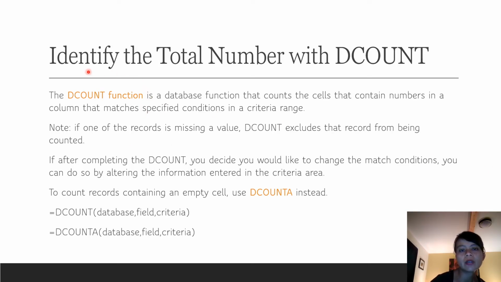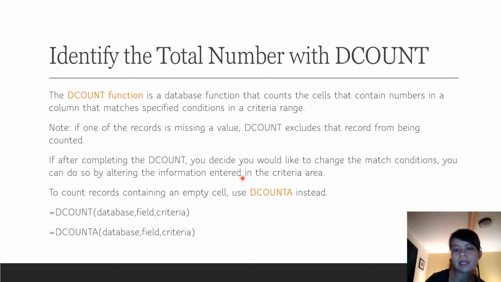And you can also identify the total number with DCOUNT. DCOUNT is a database function that counts the cells that contain numbers in a column that matches the specific conditions in the range. Now, if one of the records is missing a value, DCOUNT excludes that record from being counted. For example, if one of the managers from New York doesn't have a salary entered, then DCOUNT excludes that record, so it doesn't count that manager.